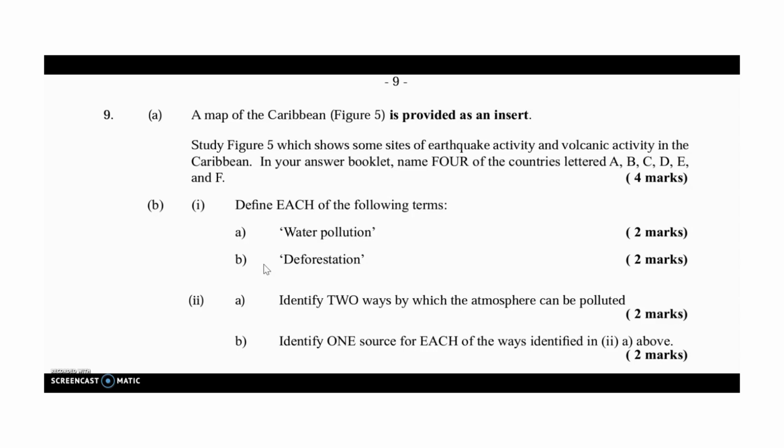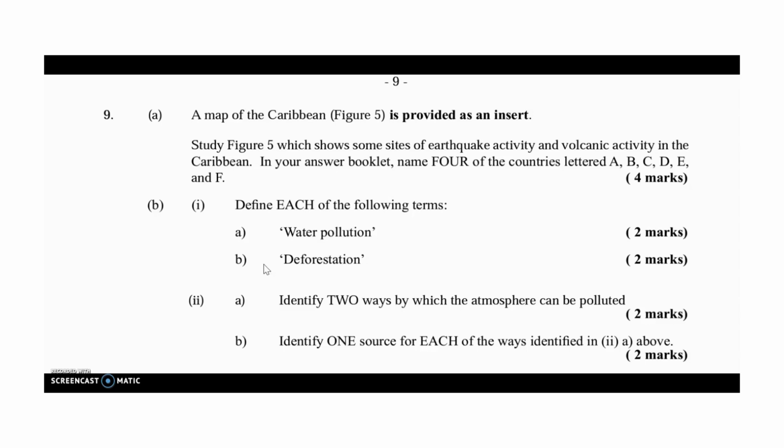In terms of deforestation, deforestation highlights the physical removal of vegetation from a particular land area. And this is very important because machinery can be involved, and also the influences of fire can be very operational in terms of the process itself.